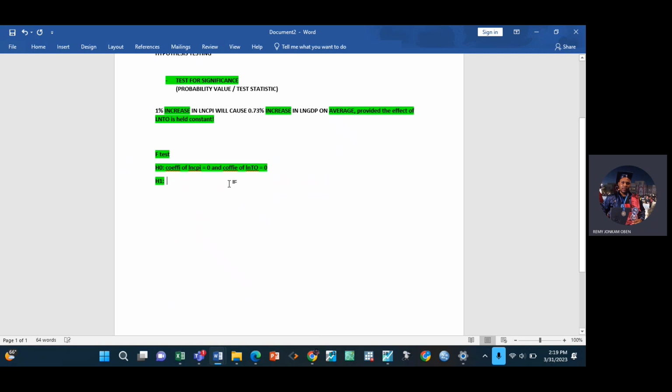I want to indicate something very important. Coefficient of lean CPI is different from 0, or coefficient of lean trade openness is different from 0. Okay.